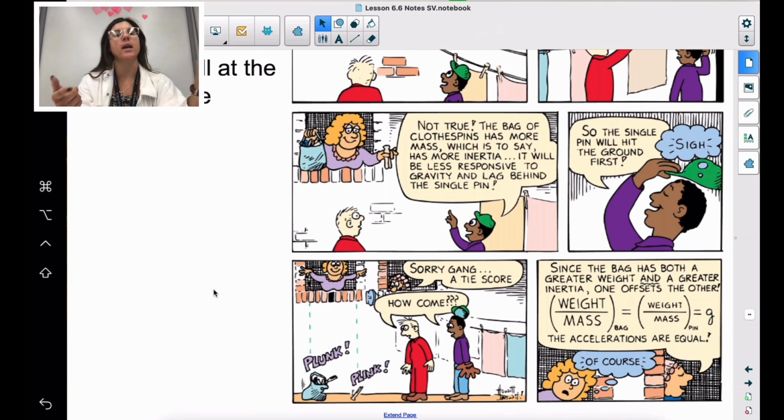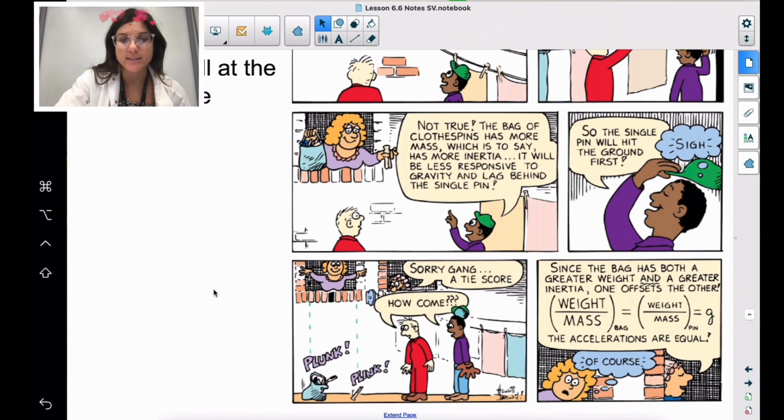So I get what he's saying. He's saying because the bag has more inertia, it's gonna resist falling, and it's not gonna fall as fast. So that makes sense. So he's saying the single pin should hit the ground first because it's going to be easier to move. So then when she drops it, plunk, plunk, they hit the ground at the same time.